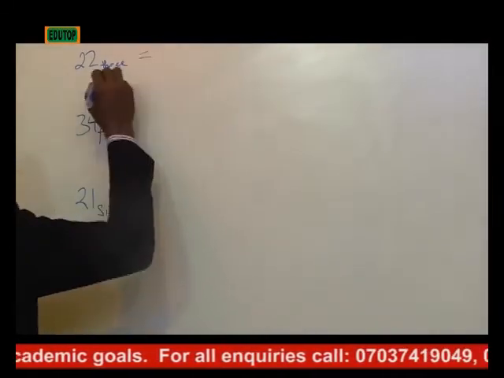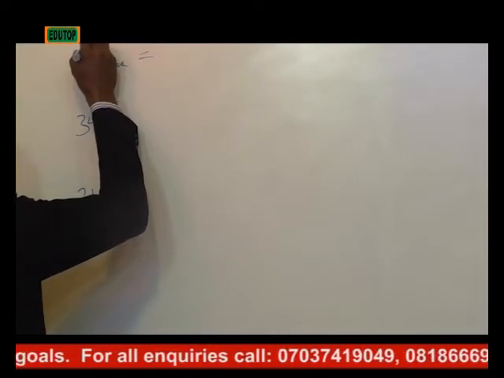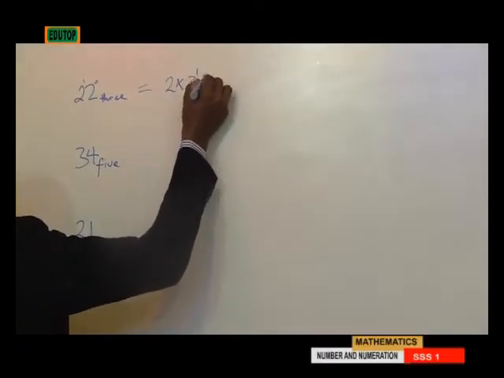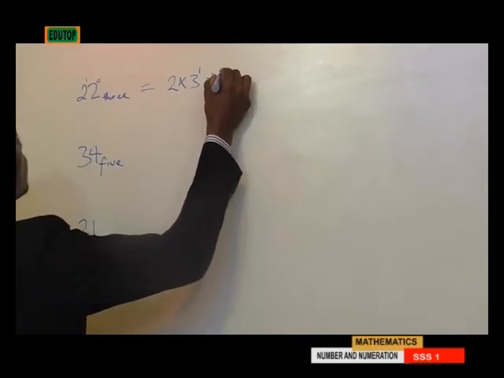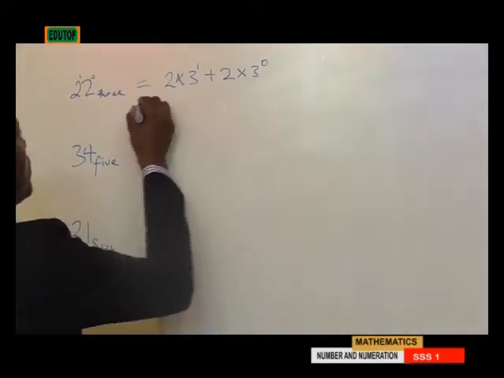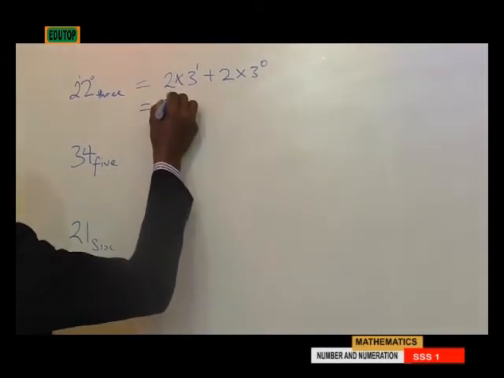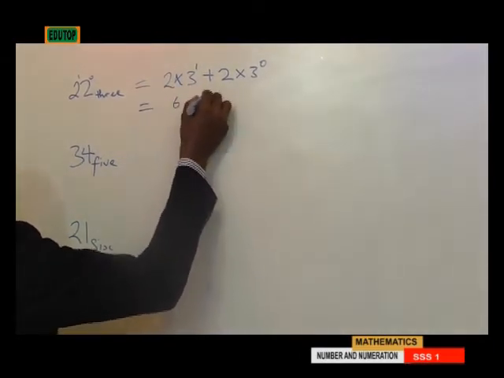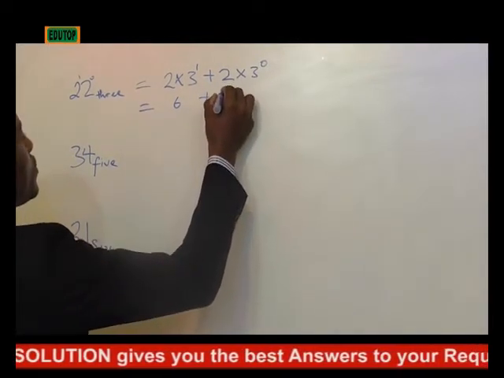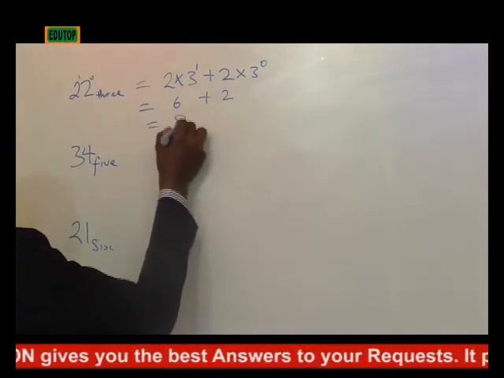So this one is equal to 0, 1. That will be 2 times 3 raised to the power 1 plus 2 times 3 raised to the power 0, which is equal to 2 times 3 raised to the power 1 is 6, plus 3 raised to the power 0 is 1 times 2, that's 2, which is equal to 8 base 10.